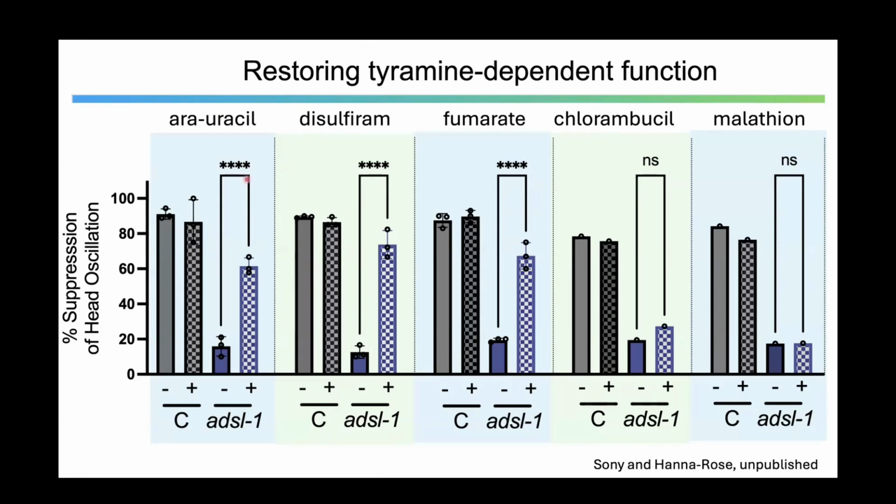So you can see the effect of the phenotype here. It's how they move their head when they're foraging. Normal animals all move their head. ADSL animals here in blue don't. However, when we supplement the culture with ara-uracil, you can recover a lot of their activity, right?